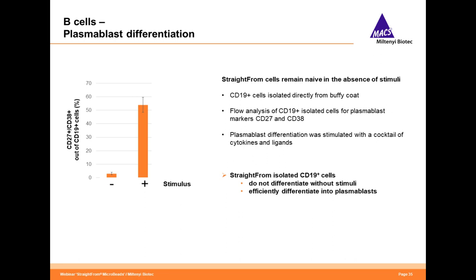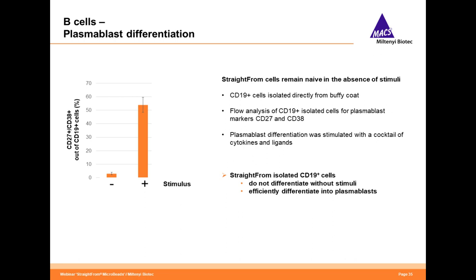So, last slide, I want to show you also again for B cells is Plasmablast differentiation, and what you can see here again is CD19 positive cells were isolated directly from Buffy Coat. The flow analysis was done for the Plasmablast to analyze via expression of CD27 and CD38.